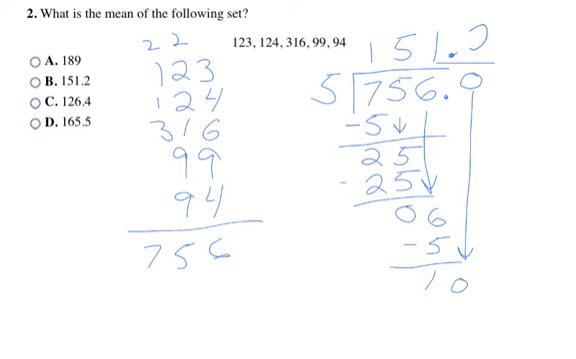5 times 2 is 10, and I subtract that and I'm left with 0. So now I no longer have a remainder. So that means that my mean is going to be 151 and 2/10. So that's going to be letter B as my final answer.